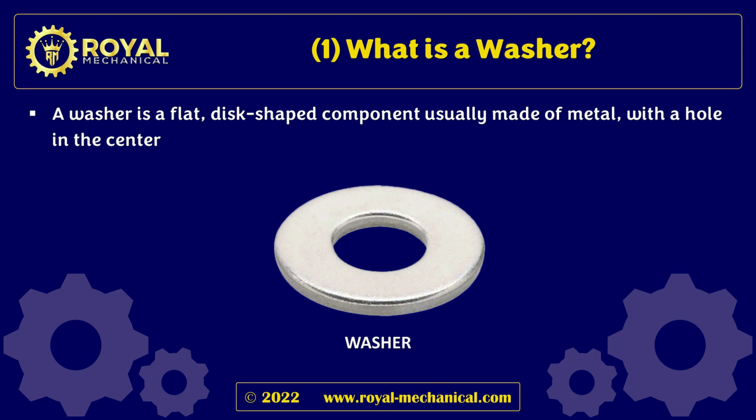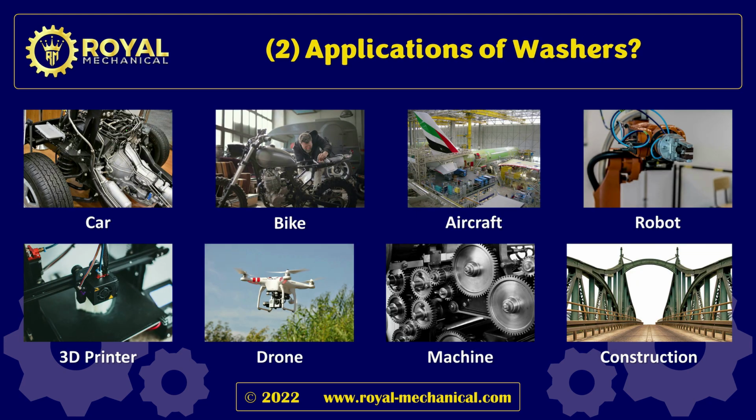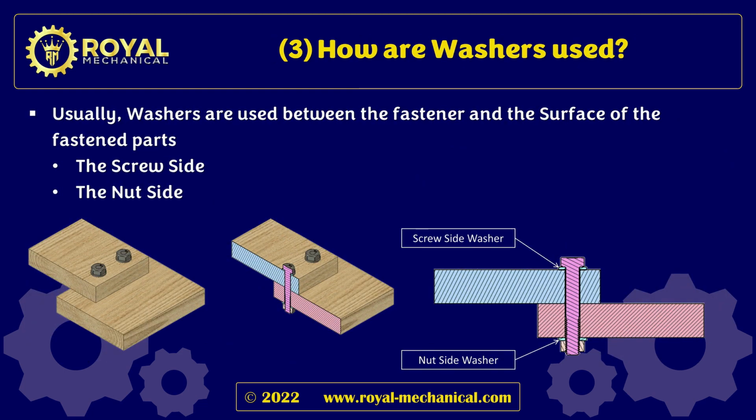First, let's understand what a washer is. A washer is a flat, disc-shaped component usually made of metal with a hole in the center. Where are washers used? Washers are used everywhere. They are used in cars, bikes, aircraft, robots, 3D printers, drones, machines, construction, and many more places. How are washers used? Washers are used between the fastener and the surface of the fastened parts. A washer is used between the screw and the fastened parts and between the nut and the fastened parts.